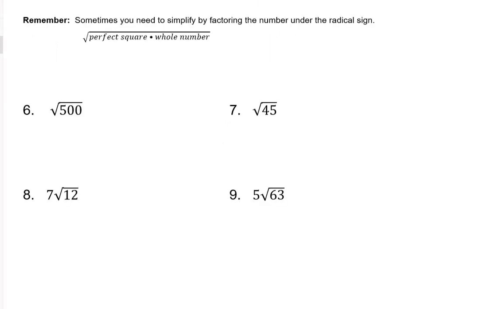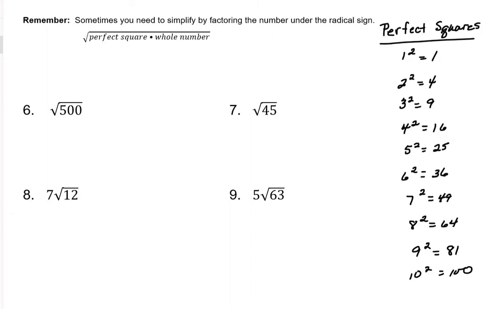Okay, now remember, sometimes you need to simplify by factoring the number under the radical sign, where you have the square root of a perfect square times a whole number. And what I'm going to do first of all is come over here and make a table of perfect squares. Okay, now here are all my perfect squares. And I like to start my table with 1, but really we don't use this.